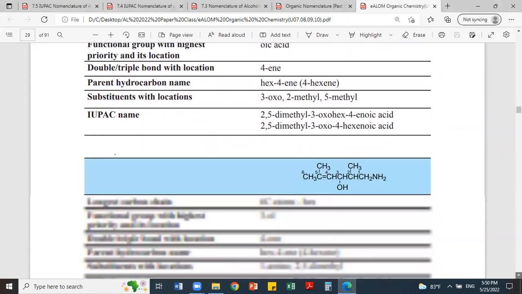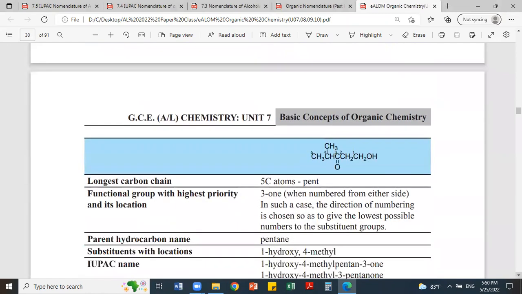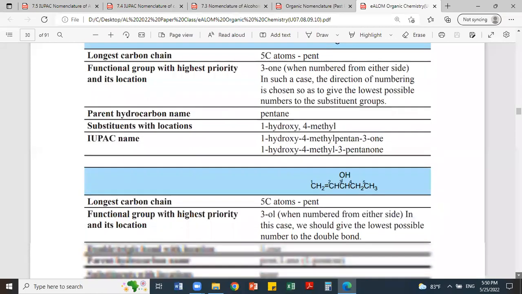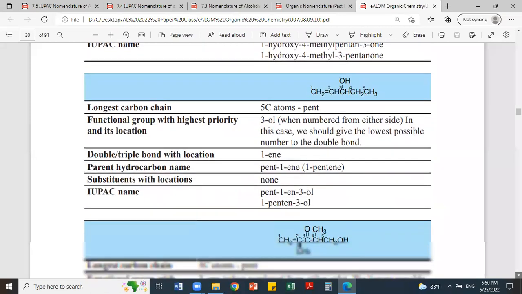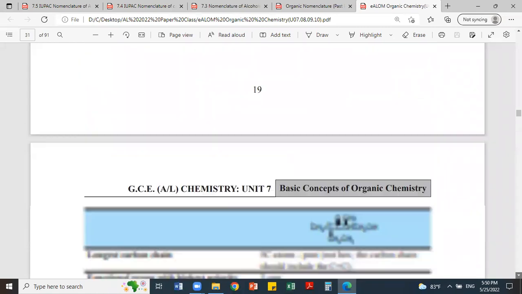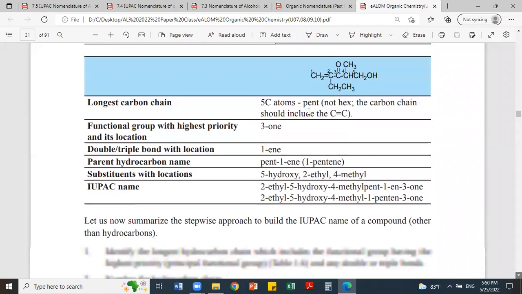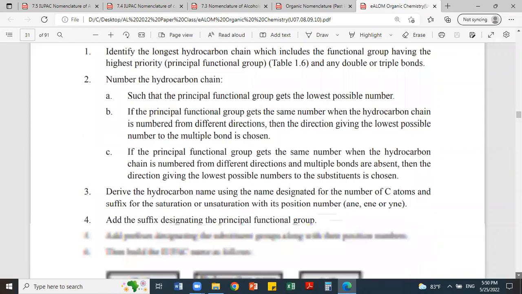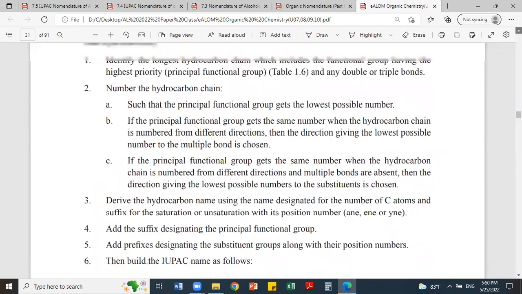So I don't know whether they have given acid chloride. Let's see. They will never ask these rules, right? They have given here the list, the rules, the principles, the stepwise approach to build the IUPAC names of compounds other than hydrocarbons. They will never ask these rules, but they will give the structure and ask you to write the name.